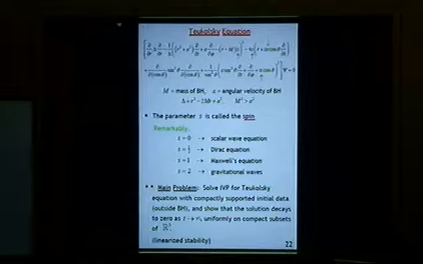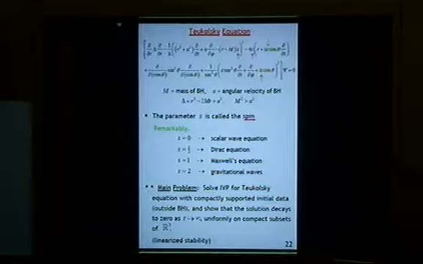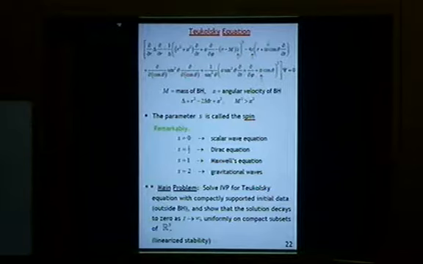And then there's the dt squared term, and then there's dt, and then there's another dt term. And what's happening now is there's another parameter besides a. Remember, a is the angular velocity of the black hole. M is the mass. But then the Teukolsky equation has another parameter. It's just a constant. So m is the mass of the black hole.